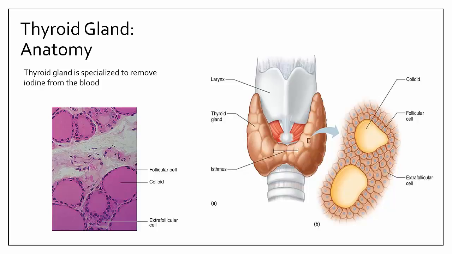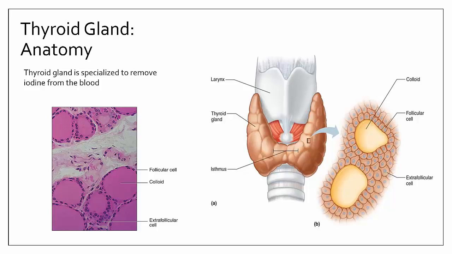So, thyroid gland. Thyroid gland is kind of funny. Its big thing is that it removes iodine from your blood. You guys have probably heard about iodine. We make sure our salt is iodized. We make sure we get enough of it, and that is for your thyroid function, okay? The thyroid gland is the only thing in your body that takes up iodine.